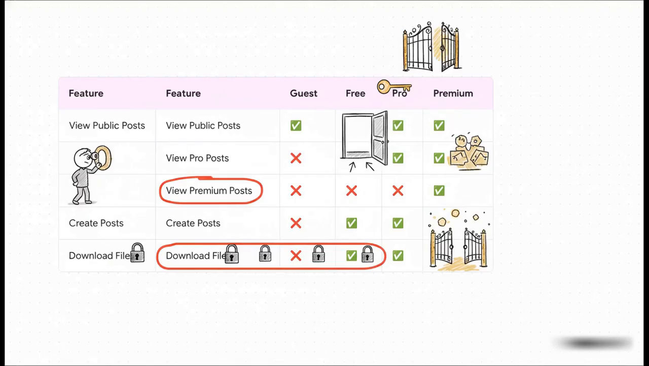Whoa, okay, look at this. This matrix here, it's basically the club's entire rulebook. And the details are actually super interesting. You see a guest, they can pretty much just peek in the window, view public posts, and that's it. A free user gets a little more. They can actually create posts. But see where the restrictions kick in? The second you want to see the good stuff, the premium posts, nope, the gate slams shut. And downloading files, forget about it, unless you're a pro or premium member. This is exactly where the value is created, by carefully controlling who gets access to what.